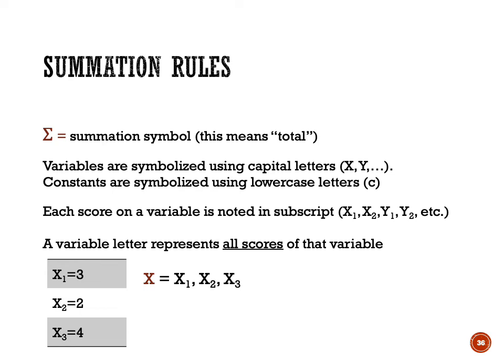So we have all of the data points for variable X. X sub 1 equals 3, X sub 2 equals 2, X sub 3 equals 4. These are different data points for that one variable. So whenever I see X, that's going to include all of the data in that chart. These rules are going to make more sense as we apply them and try to solve these summation problems. I have 5 examples to show you, so we'll walk through those.